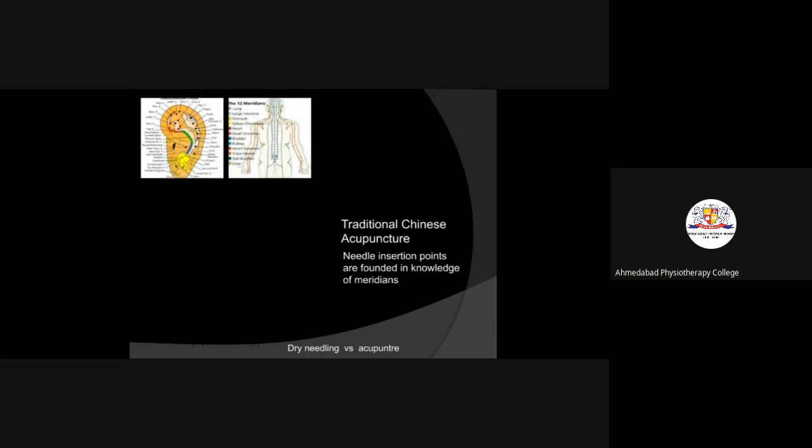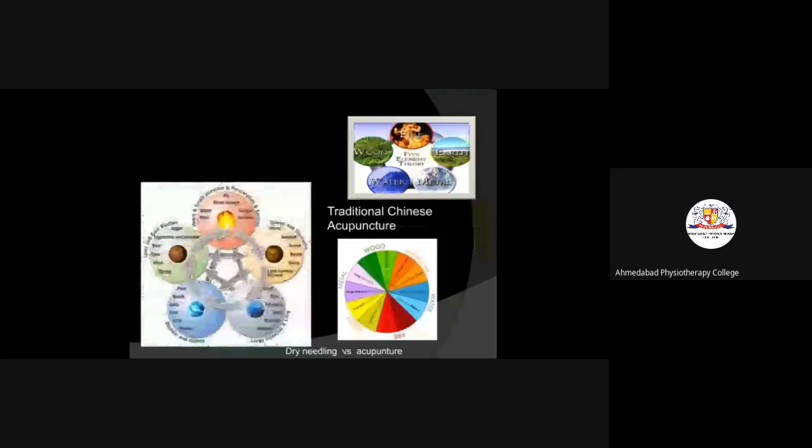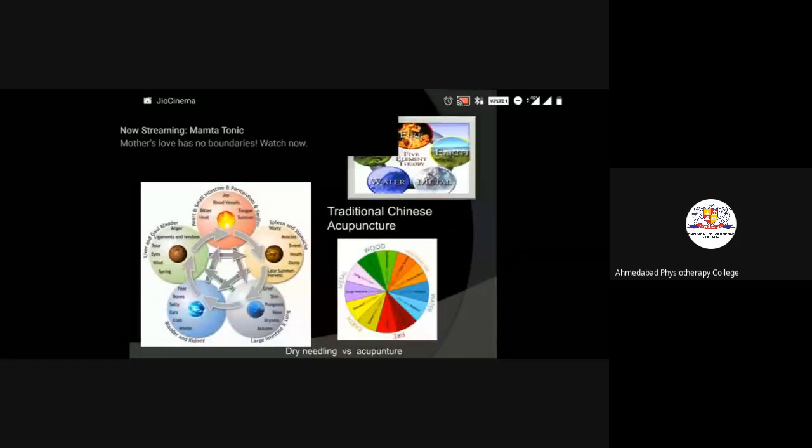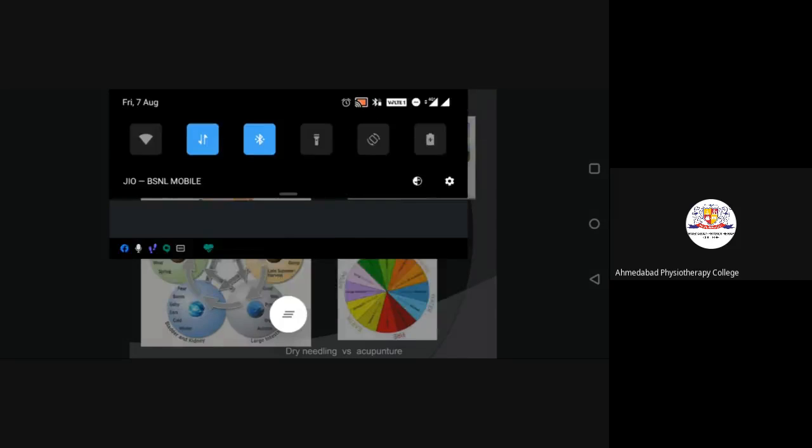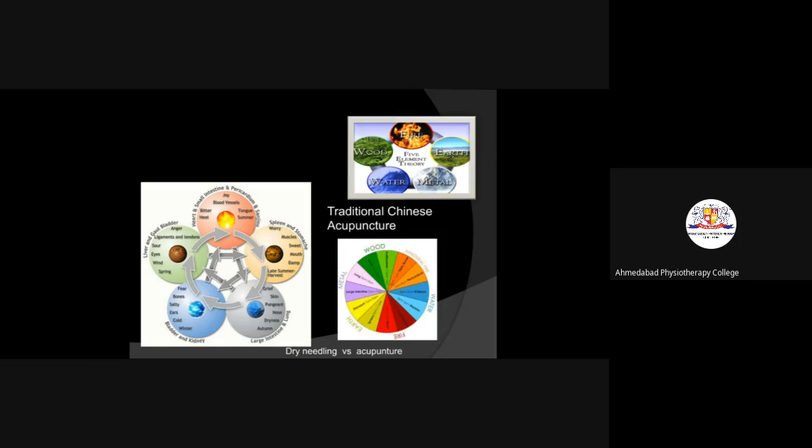There is a difference in theory too. They have some traditional theories. We are not going into that. I will give you some notes in detail, and you can refer to those for the theories. But as far as physiotherapists practicing dry needling are concerned, they have their own theories like the pain gate theory and the endorphin enkephalin theory. On those theories, we are working on patients.